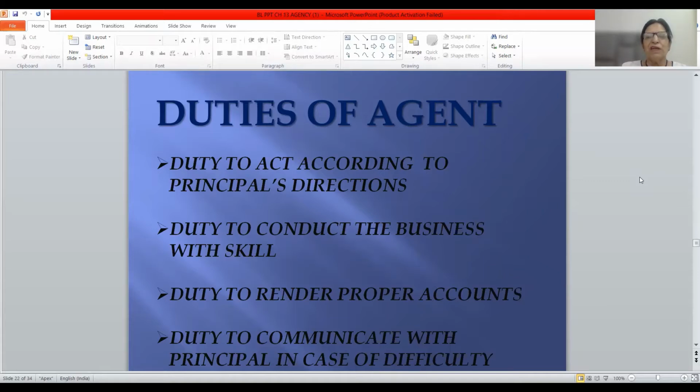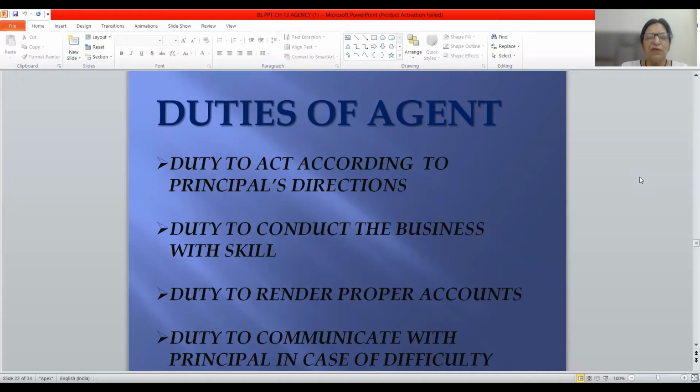And principal has told him that reserve price is 30,000 rupees. You're not going to sell the machinery below 30,000 rupees. And what agent has done? Agent has sold this machinery at 20,000 rupees. Then 10,000 loss. Agent has to compensate the principal, because it is the foremost duty of the agent that he must follow the instructions which are given to him by his principal.